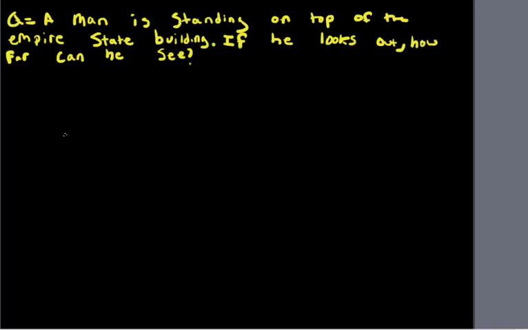Now, to solve this problem, what I've always done is draw a picture. So the first thing that we want to do is start out by drawing a picture of the Empire State Building and then the man standing on top of the Empire State Building.